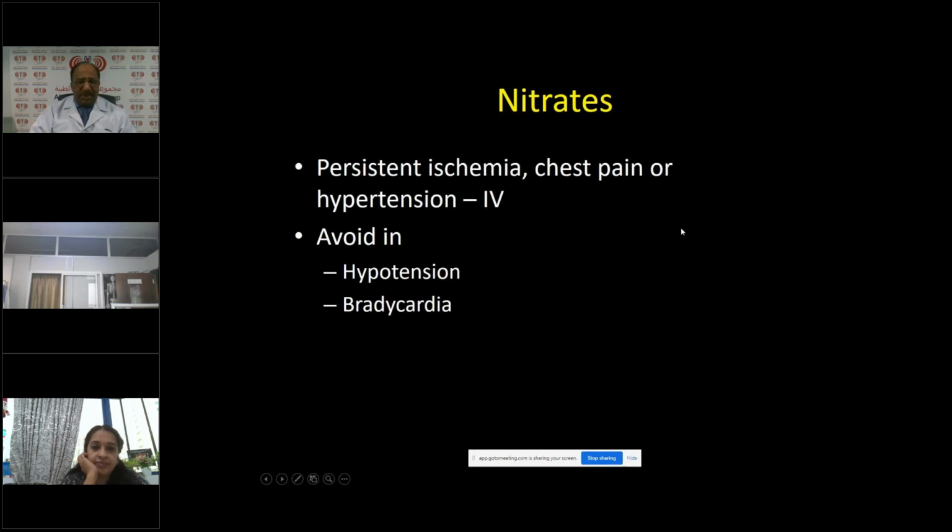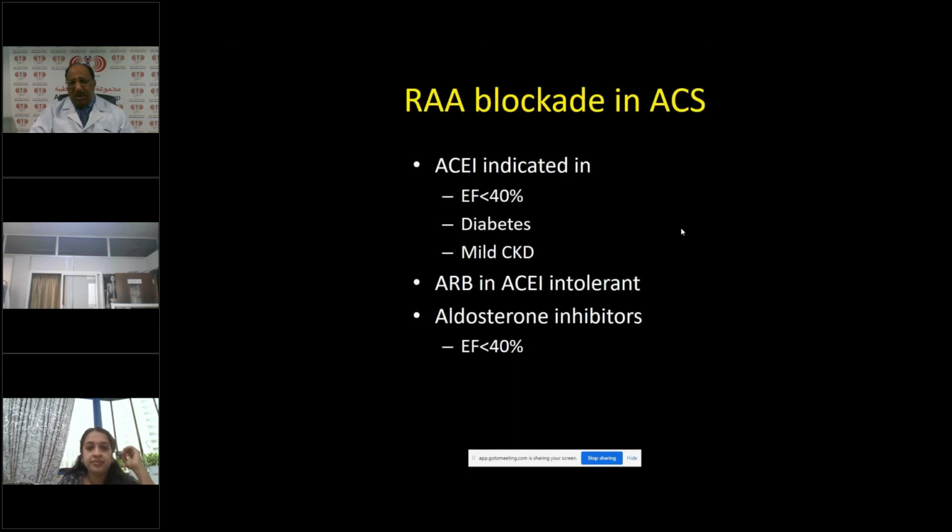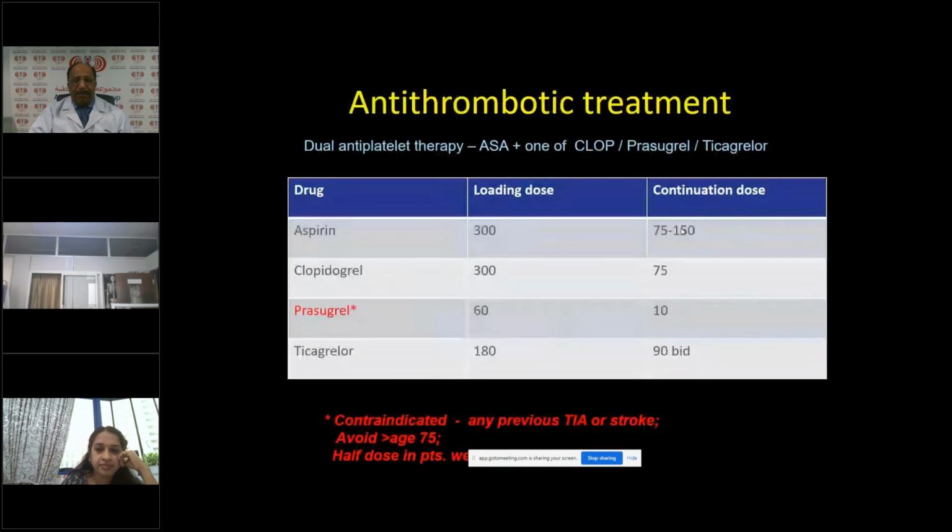Now, if the patient is in pain, nitrates can be given, or if there is persistent ischemia or hypertension, IV nitroglycerin can be given. Beta blockers should be given in all non-contraindicated cases during the first 24 hours. The renin-angiotensin-aldosterone blockade should be given in patients with LV dysfunction or diabetes.